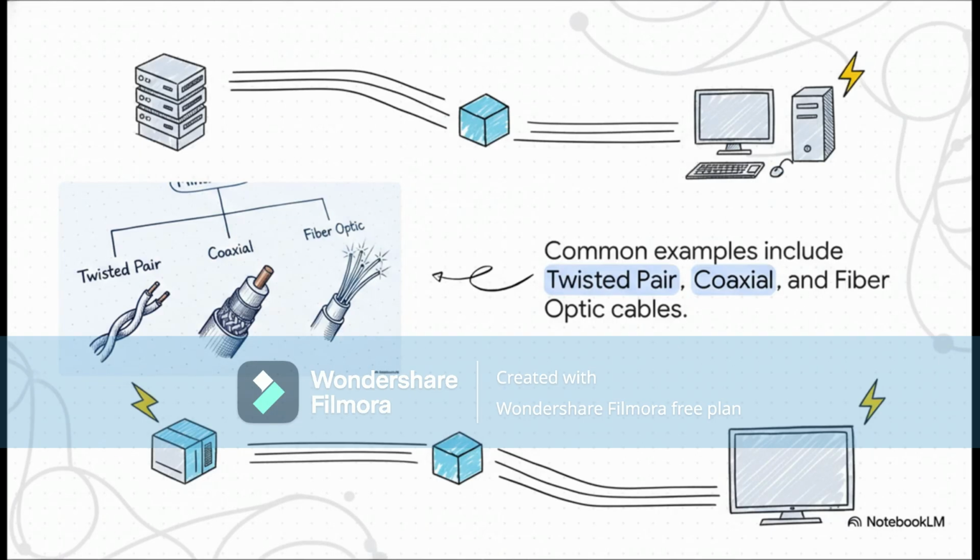And these data highways come in a few different shapes and sizes. You've got twisted pair cables, coaxial cables, like the one that screws into the back of your TV, and of course, the super fast fiber optic cables. Each one is its own dedicated physical path that literally guides the data where it needs to go.